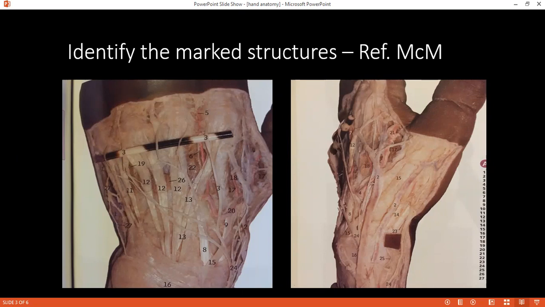So what are the contents of the anatomical snuff box? Radial artery, and the cephalic vein also passes through. Can you please tell me the significance of this anatomical snuff box? Why is it important for surgeons to know about it? The floor contains the scaphoid bone and trapezium. With injury to that part, there can be a fracture of the scaphoid bone.